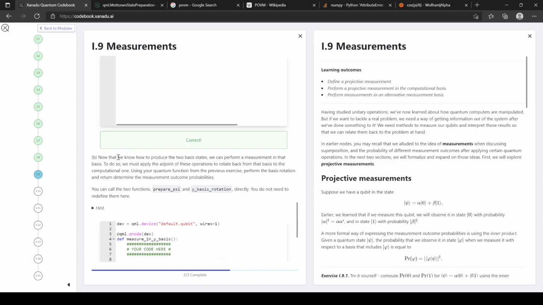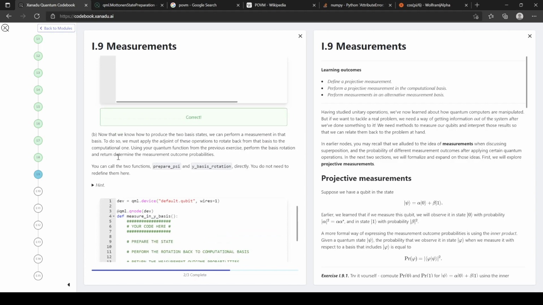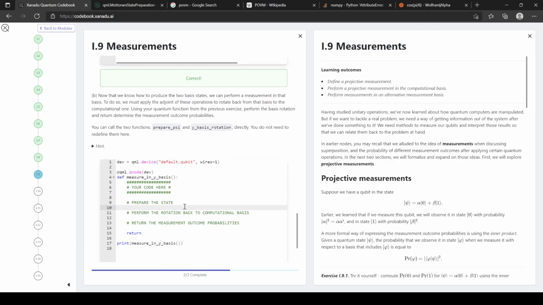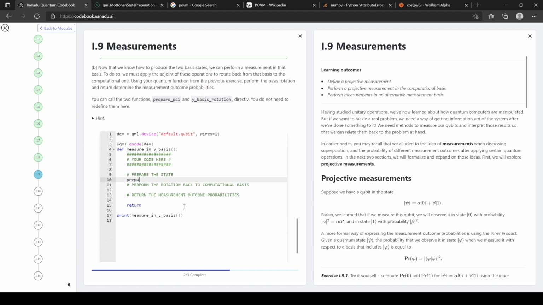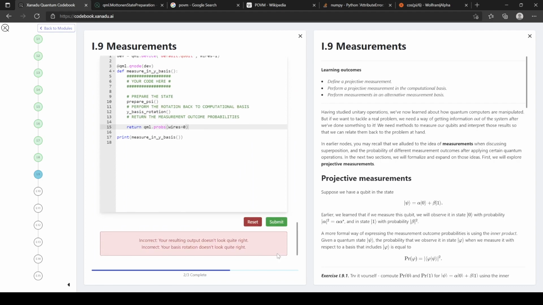So now we want to produce the basis states. All right, prepare the state. So we want to call our function prepare psi, perform the Y basis rotation, return the measurement outcome probabilities. qml.probs wires equals 0. All right.